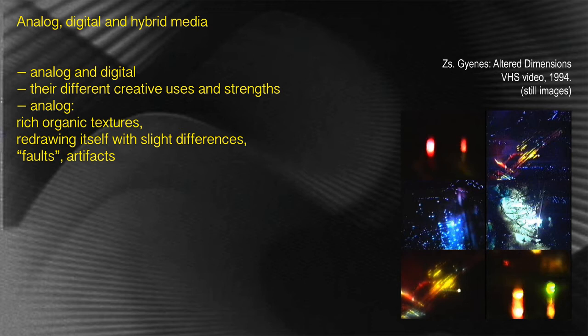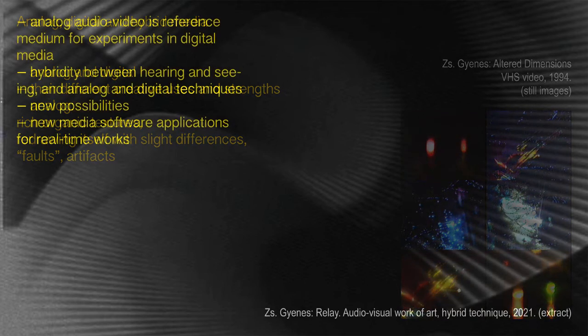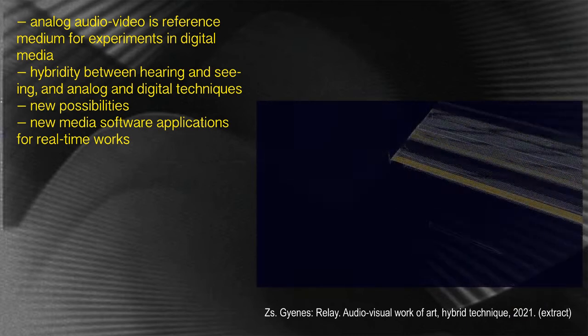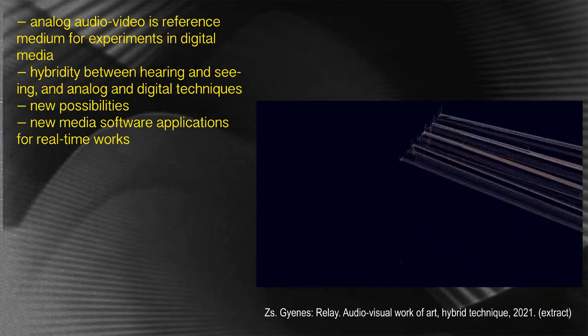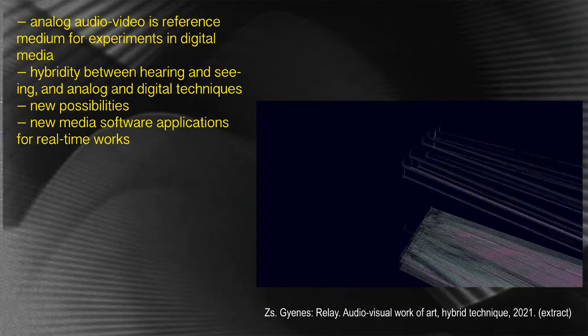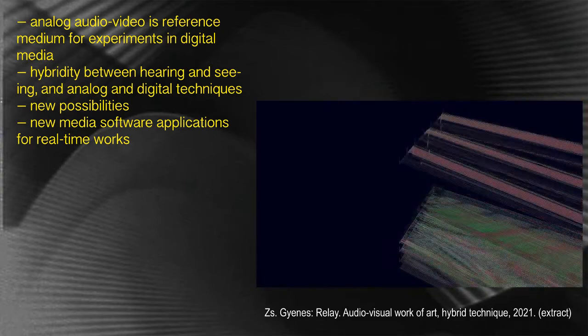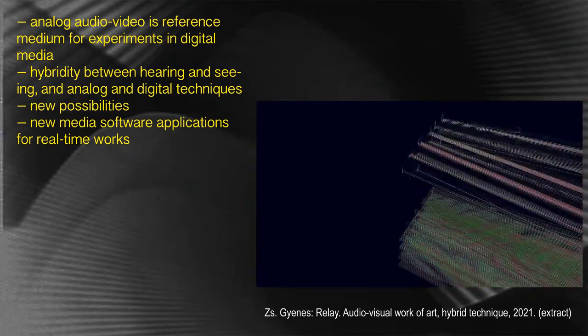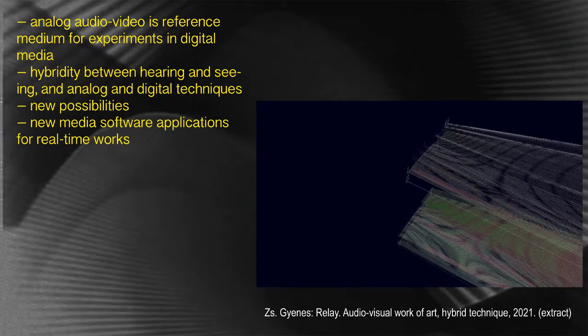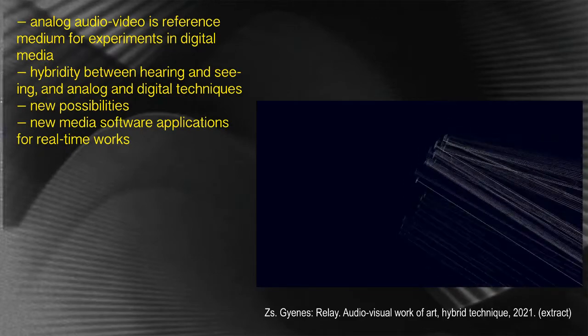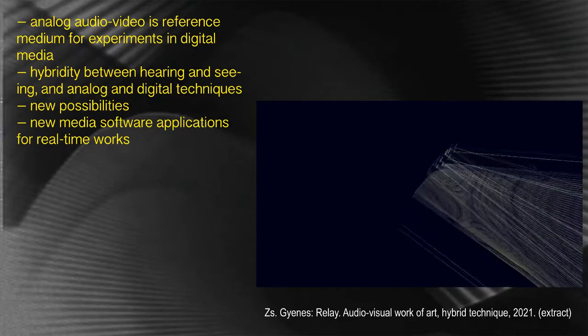An analog image is always in motion, redrawing itself with slight differences with each recursion. It is saturated with faults, artifacts that are the human face of the technique. Analog video has developed a specific electronic vocabulary and in the meantime is acknowledged as a reference medium for audiovisual experiments in digital media. Paik, Vasulka, Hill, and other pioneer artists paved the way for later media artists.